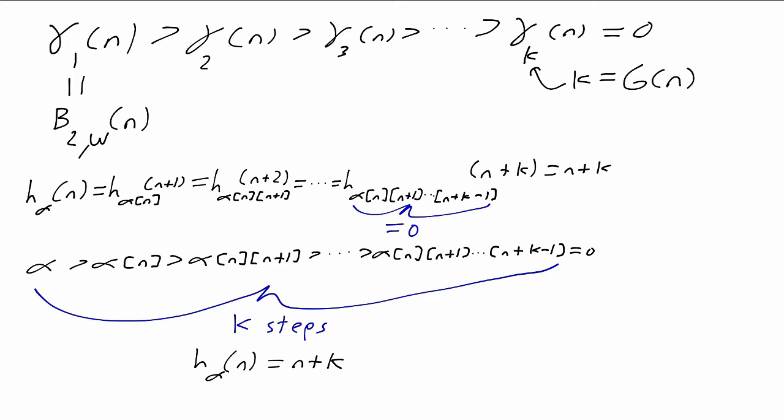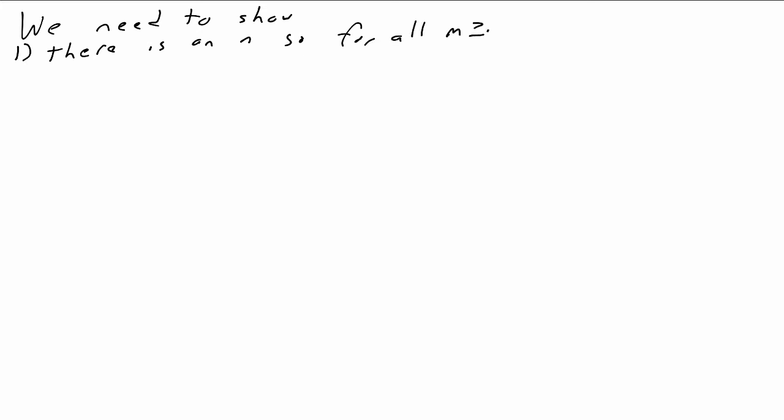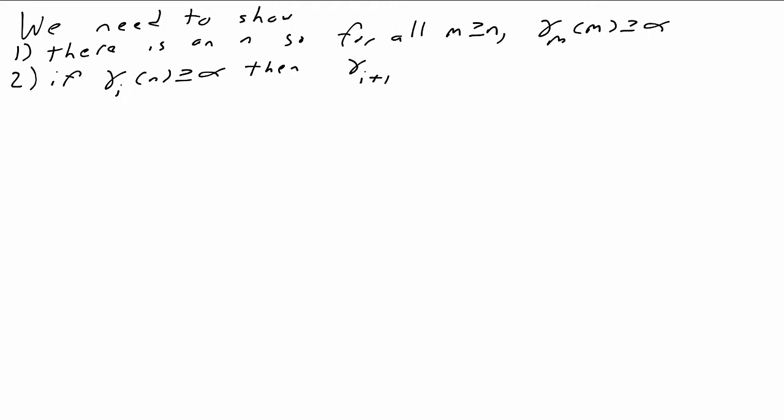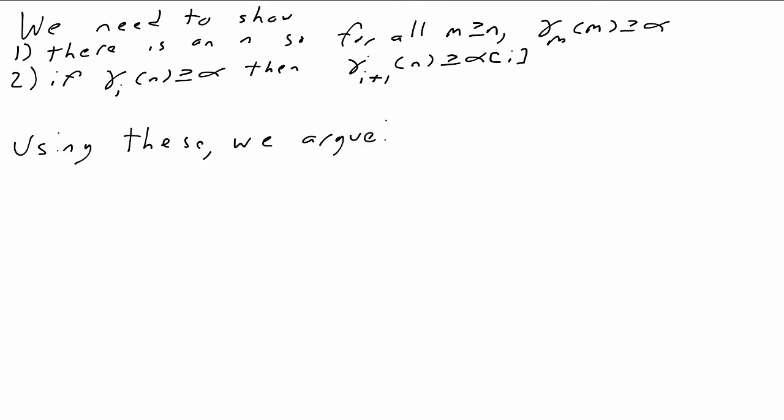of ordinals. Basically, what we want to show is, first, for every alpha, there's an n, so that for all m greater than or equal to n, gamma m of m is at least alpha. And second, if gamma i of n is greater than or equal to alpha, then also gamma i plus 1 of n is greater than or equal to alpha bracket i. Because if we have these two claims, we'll be able to argue as follows.